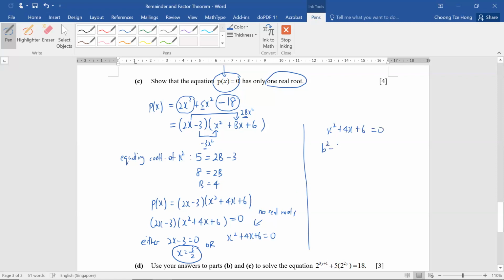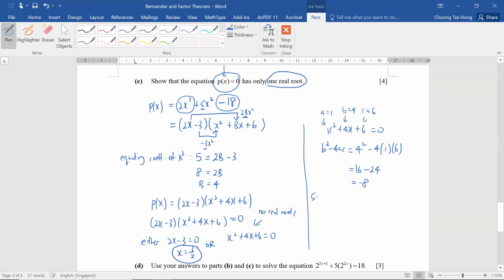So let's find the discriminant. In this case, b is 4, minus 4a is 1, and then c is 6. So this is a. If there's nothing in front, it means a is equal to 1. And this is b, so b is 4, and c is equal to 6. So over here it has 16 minus 24, and negative 8. Indeed, b squared minus 4ac is less than 0. So the above quadratic equation has no real roots.